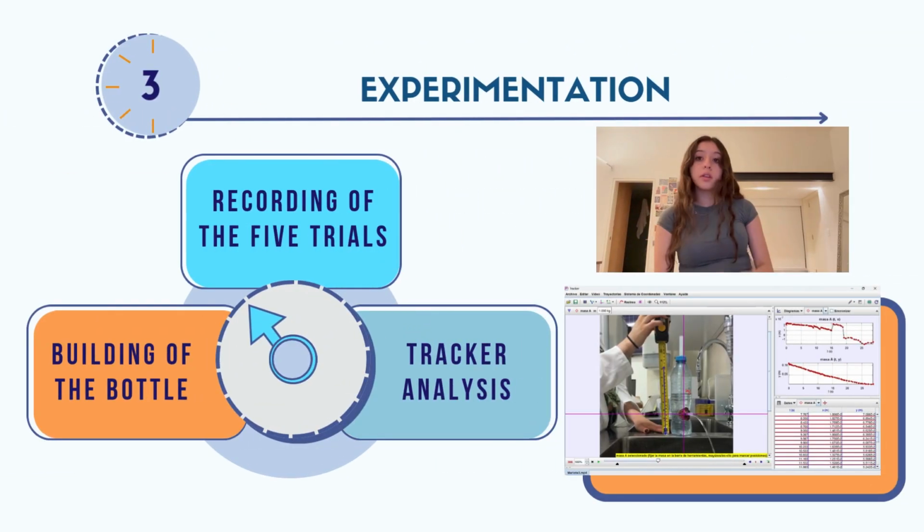Okay, so for the experimentation, we used three steps. First of all was building the bottle, then recording five trials using the Mariotte bottle, and finally the tracker analysis, where here we have a screenshot of a tracker window where we used a flexometer as a reference, and there are the charts and the points regarding time.